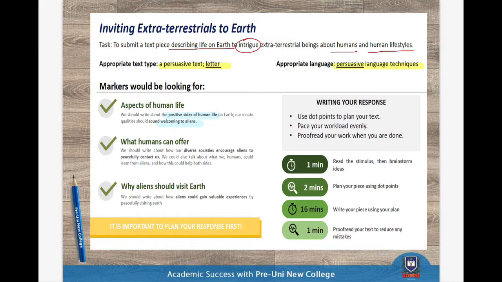So moving on to the next point, we can also say what humans can offer. So we should write about how our diverse societies encourage aliens to peacefully contact us. We could also talk about what we humans could learn from aliens and how this could help both sides. So not just what we can offer them, we also need to show an interest in their life. So their life in outer space, we could be interested in that as well. So that will kind of give them a benefit, kind of like sharing ideas.